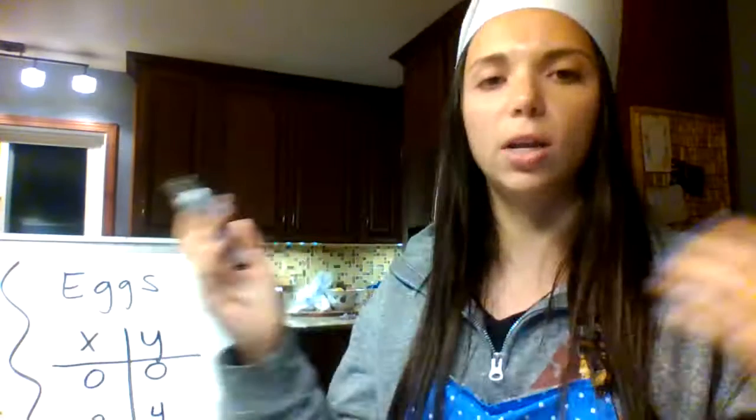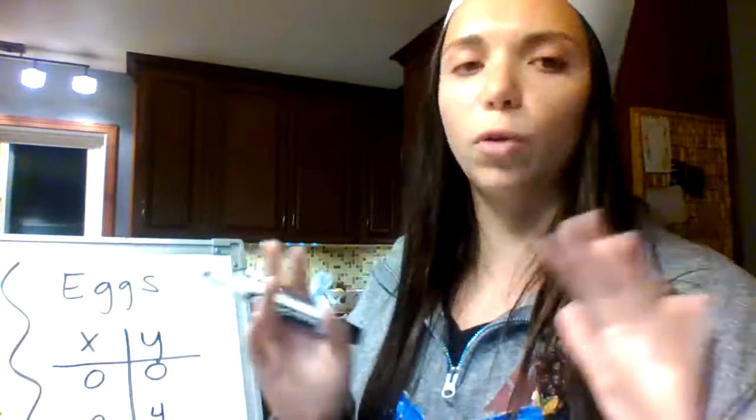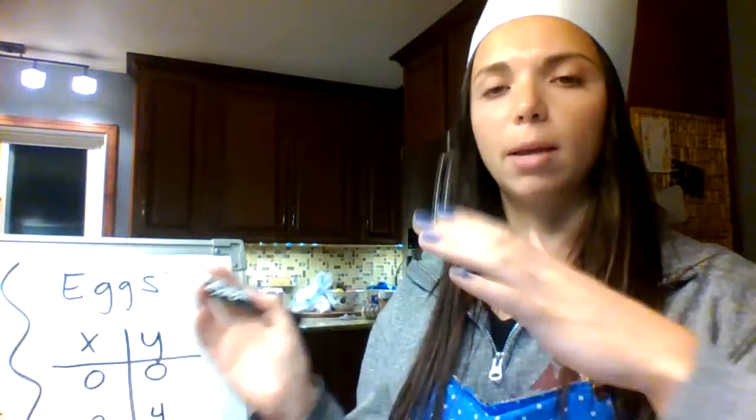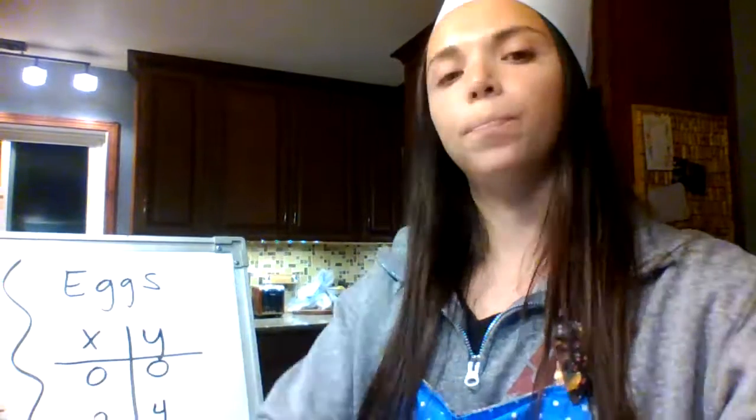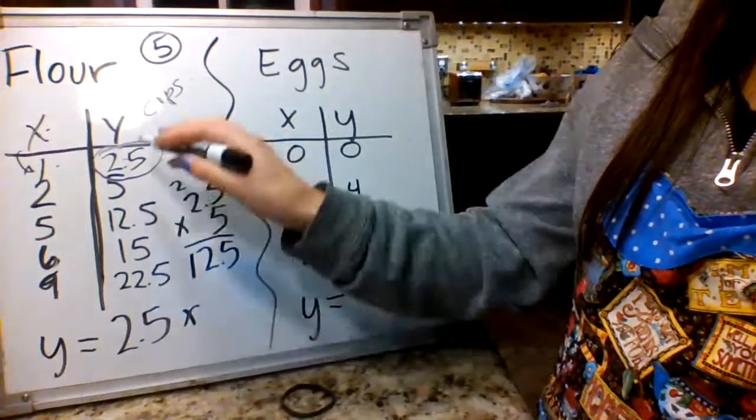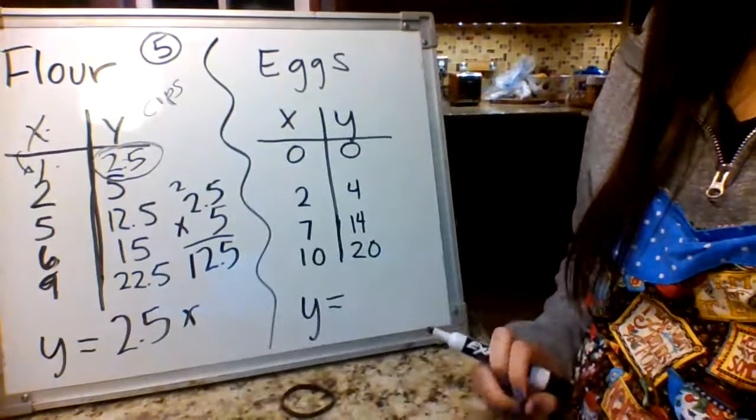So eventually you're going to move into some relationships where you're going to have addition and subtraction. But right now we're just focused on the multiplication part. So whatever is multiplying times our coefficient to give us the answer for our equation. So flour we found was 2.5 times x. We could test all these values and that would be true.